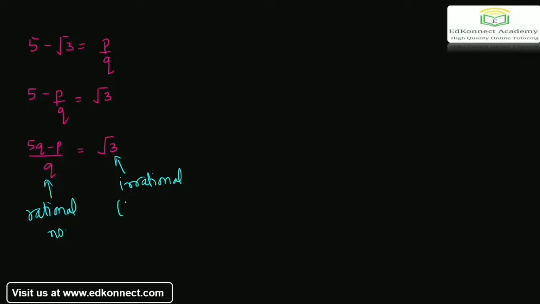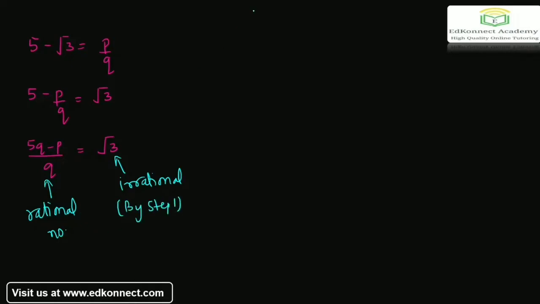Now if we simplify this, we get that 5 minus p by q is equal to root 3. Taking LCM on this side, (5q minus p) by q is equal to root 3. Now if we observe, in the LHS we have an integer above, and below we have q, which is an integer, and q is not equal to 0. That means integer by integer, this number is a rational number, while we have proved in step 1 that root 3 is irrational.